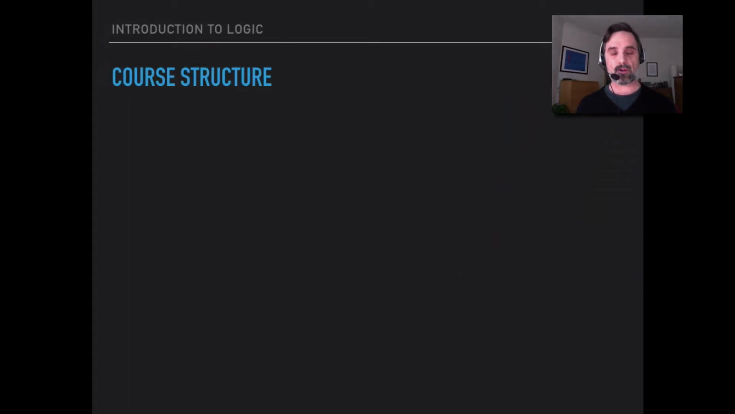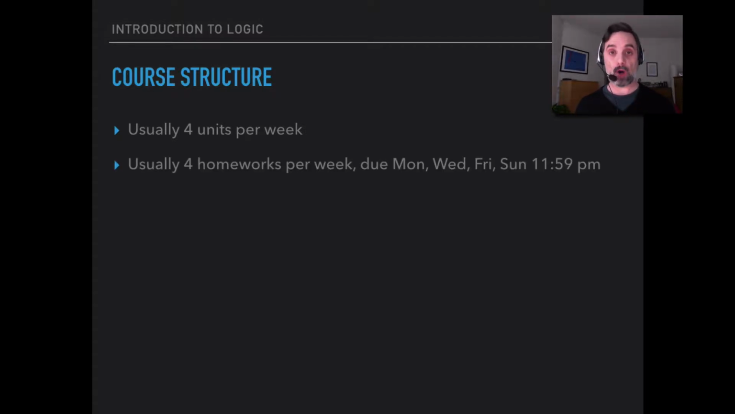So the structure for this course will be like this. There'll usually be about 4 units per week, or 4 modules per week, and there'll usually be 4 homework assignments due per week. That's more than there would be in a regularly scheduled course, but because this is a compressed course, there'll be a bunch of homework every week. And the homework assignments will typically be due on Monday, Wednesday, Friday, and Sunday nights at 11:59 p.m. You'll see when you look on the website that there are a bunch of assignments in advance, and usually assignments will be available in advance, although not always.